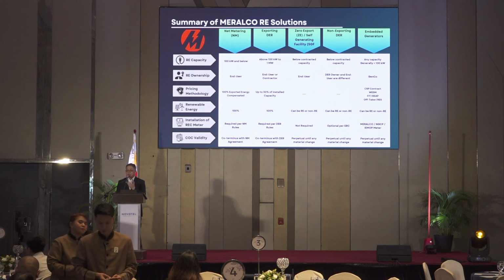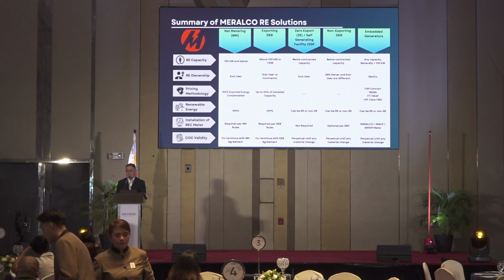And as per rules, both for net metering and DER, an RE certificate meter is required to be installed at the facility to measure the output of the VRE solution. And then they also have something called the Certificate of Compliance, which is a certificate that is applied with the ERC, in order to certify that your plant is already ready for commercial operations and to sell your power to the grid.